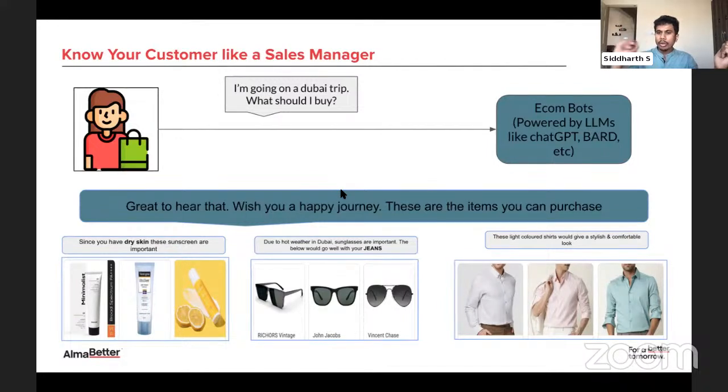So you are going to Dubai and these are the trends over here, so you should purchase the light colored shirts which will be stylish, which will suit you, and at the same time will give you a very comfortable feel. So that is where the real e-commerce stands.